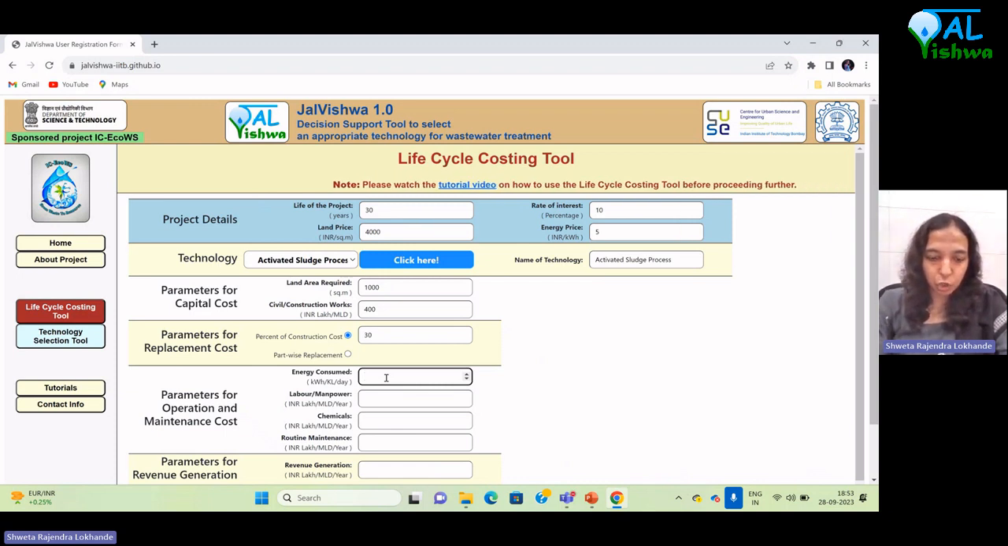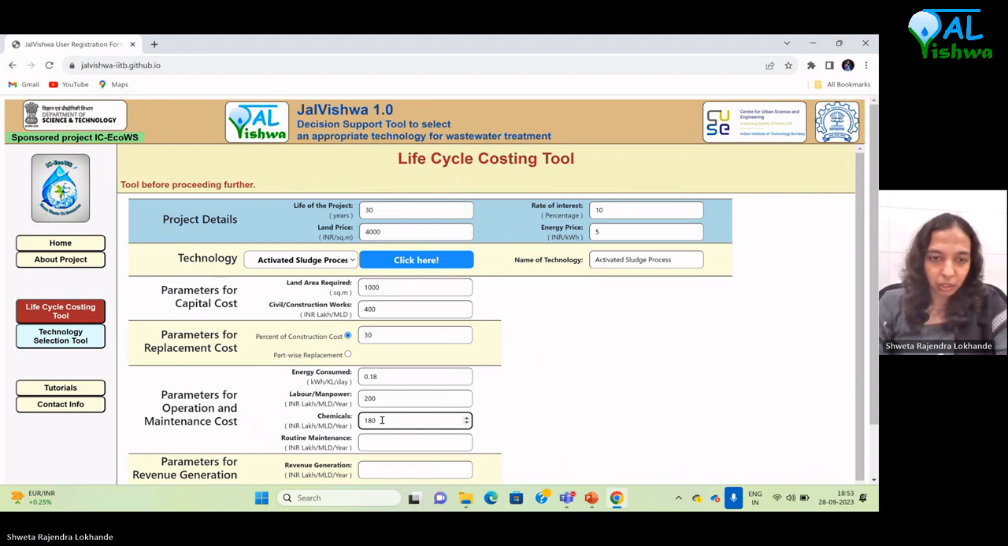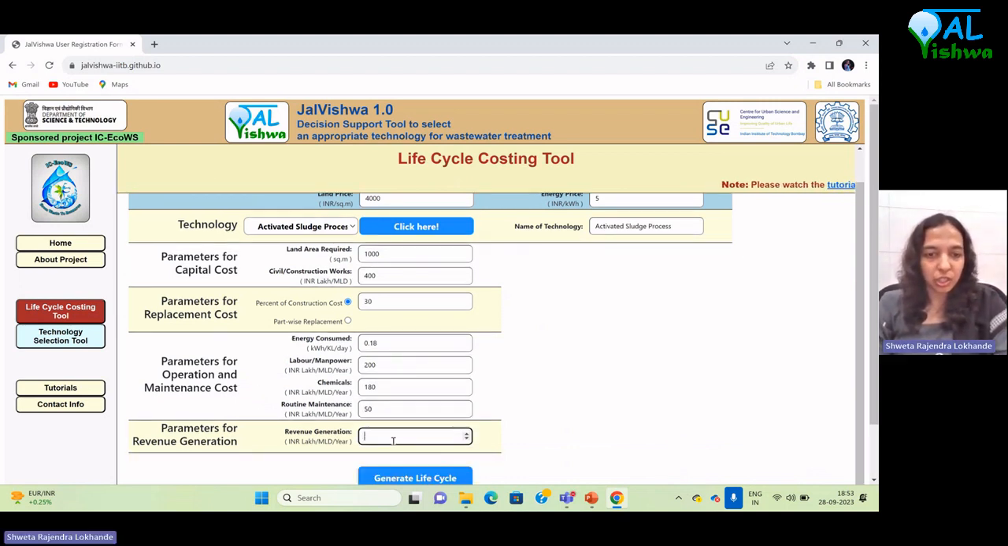Then the energy consumed, let's say 0.18 kilowatt hour per kiloliter per day. And similarly, the manpower requirement, chemicals, routine maintenance, and revenue generation. So say the STP is selling treated wastewater to a nearby industry or for some non-potable reuses, then some income is being generated. So that can also be incorporated in the life cycle costing.